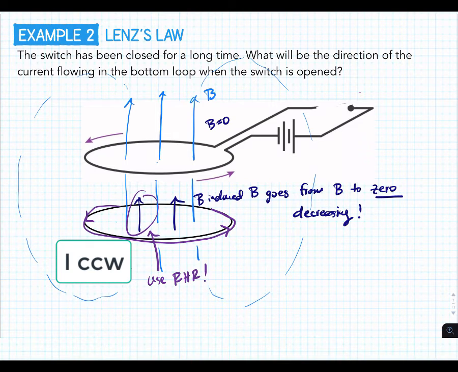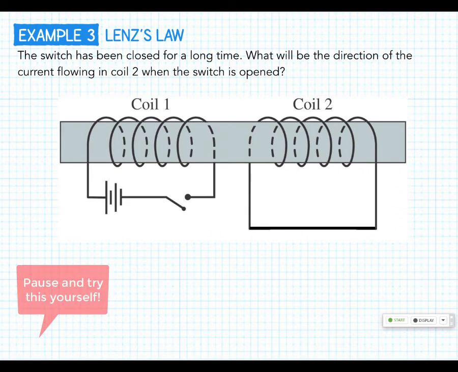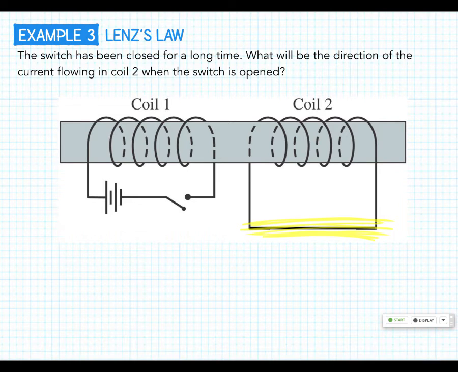All right? It's a little bit more tricky when you have coils because you have to be conscious of the way the coil's winding. So I want you guys to try this one out. And we're just looking for the current in this part of the wire. Is it going right to left or left to right?